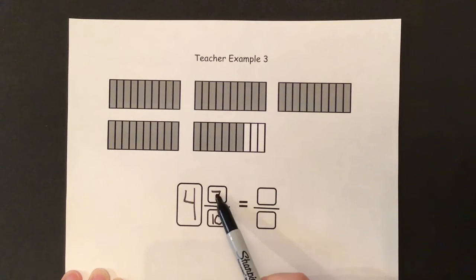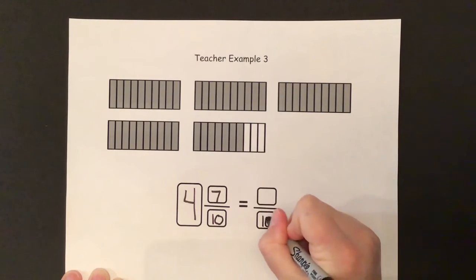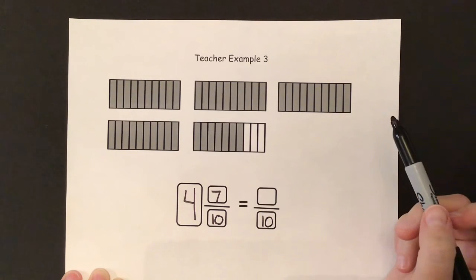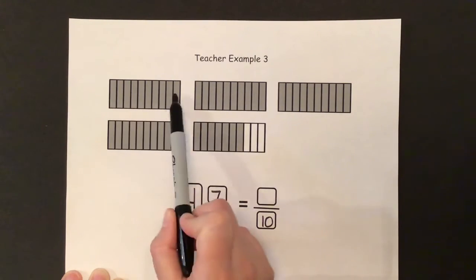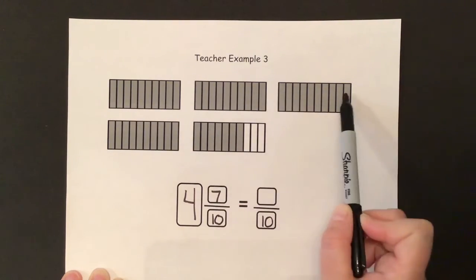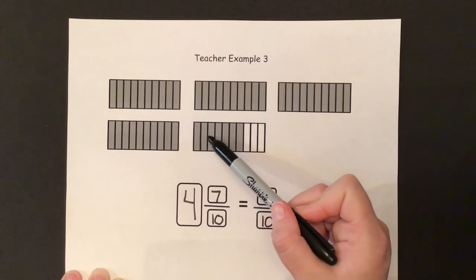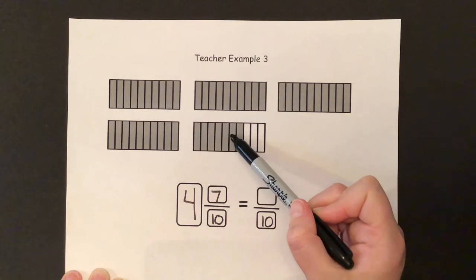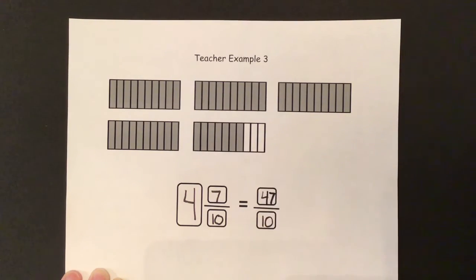4 wholes and 7/10. The improper fraction, we know we're working with tenths, and we know we have a lot of pieces. I'm going to use skip counting. I know there's 10 pieces, 20 pieces, 30 pieces, 40 pieces, 41, 42, 43, 44, 45, 46, 47. So this improper fraction is 47 tenths.